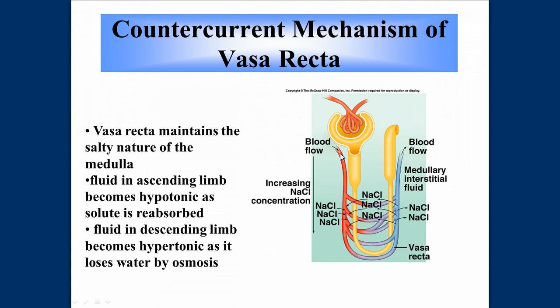And remember, these are the peritubular capillaries. You have these capillaries that are on the arterial sides, and then you have the venule sides. Around that nephron loop, these sort of scoops of capillaries around these tubes is called the vasa recta. The vasa recta helps to maintain the salty nature of the medulla.